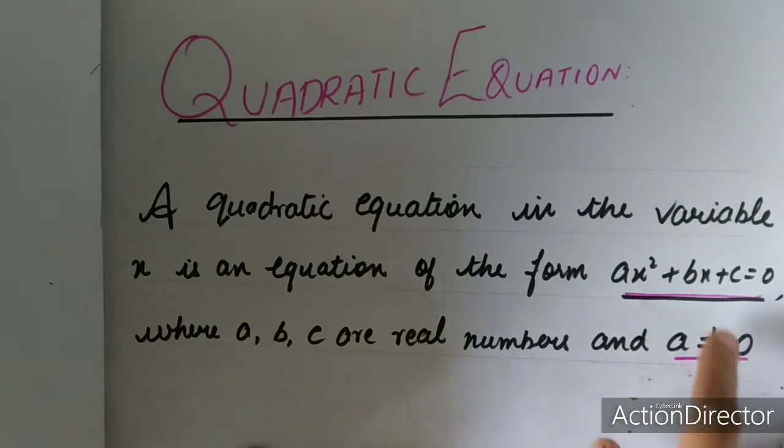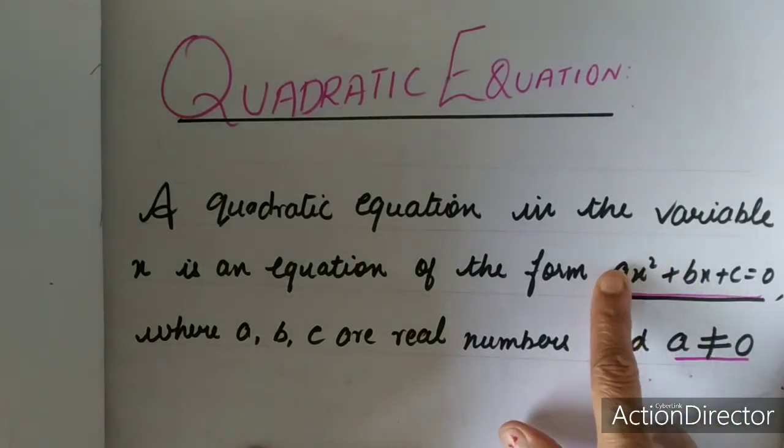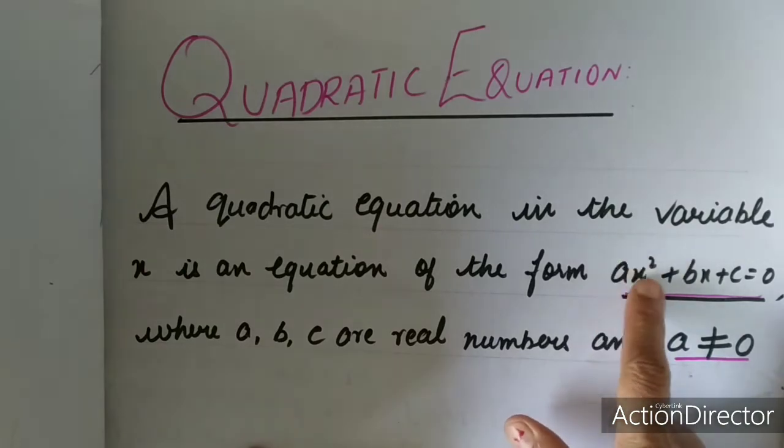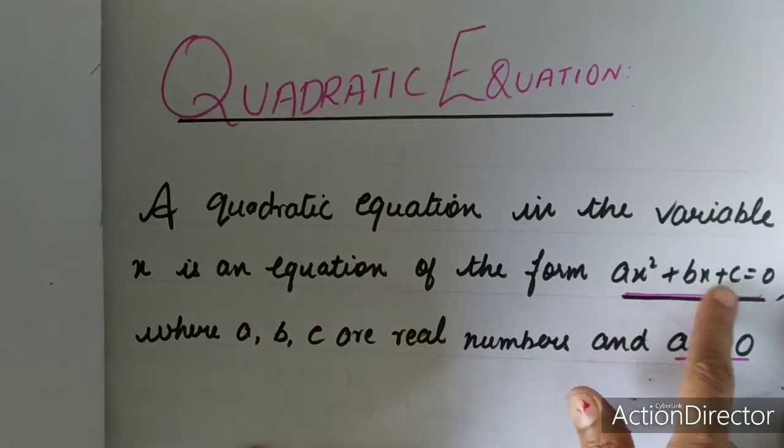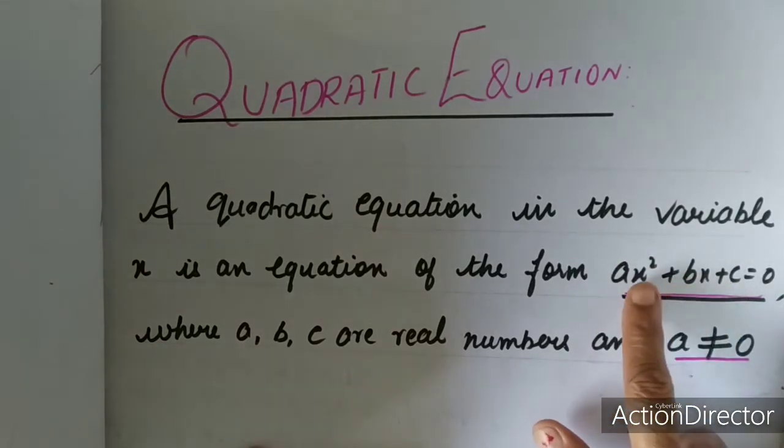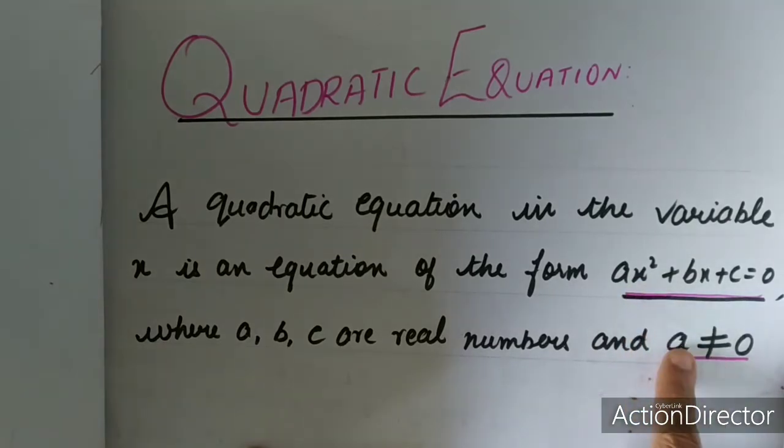If a is equal to 0, then the whole term will become 0. So this equation will become a linear equation. So for quadratic equation, a should not be equal to 0.